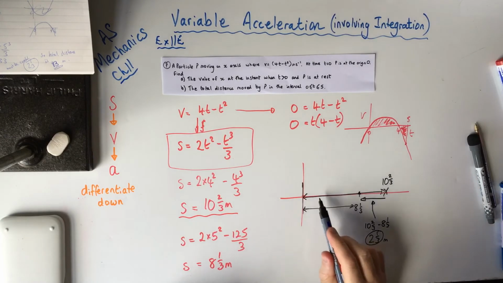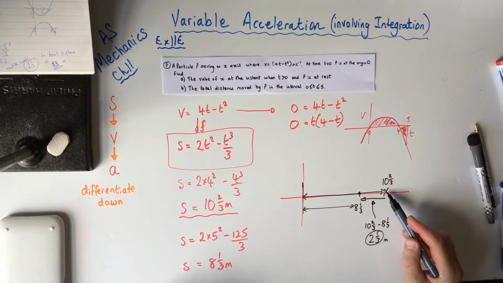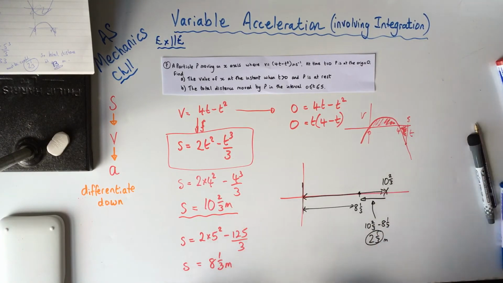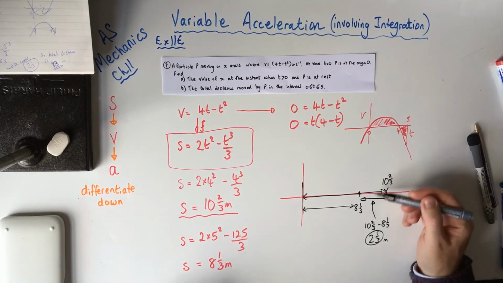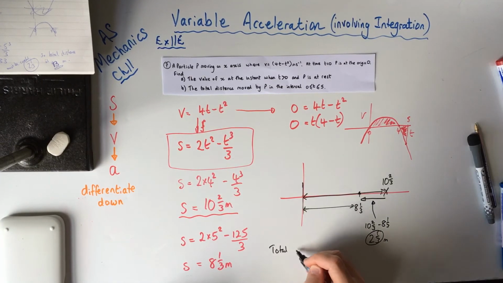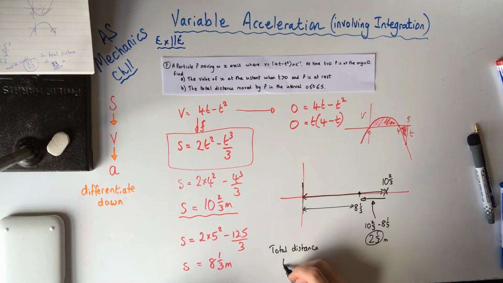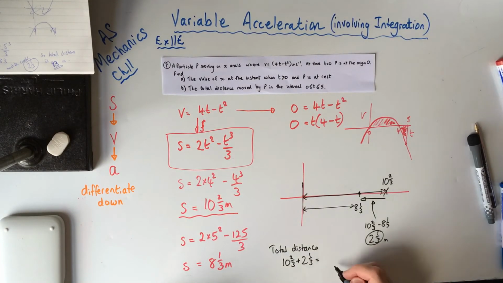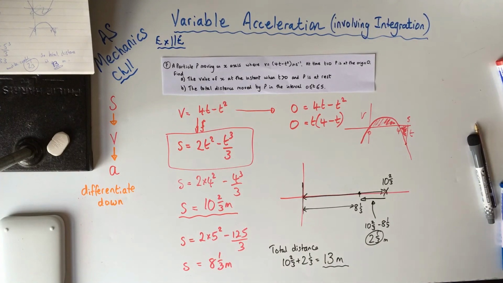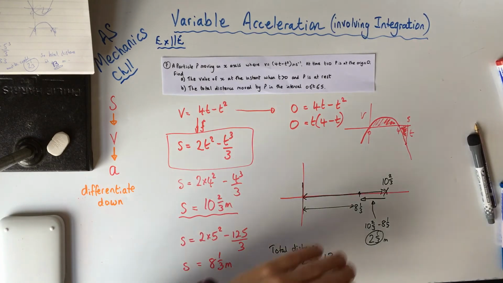So it's travelled 10 2/3 meters to there, and then it's travelled 2 1/3 meters back. That's the minus velocity in the opposite direction. So the total distance, not displacement, distance, which is what the question is asking, is 10 2/3 plus the 2 1/3, which is 13 meters. Good question, love it.